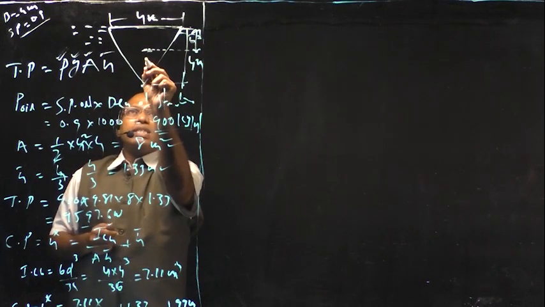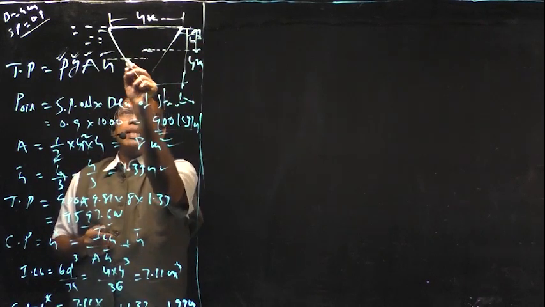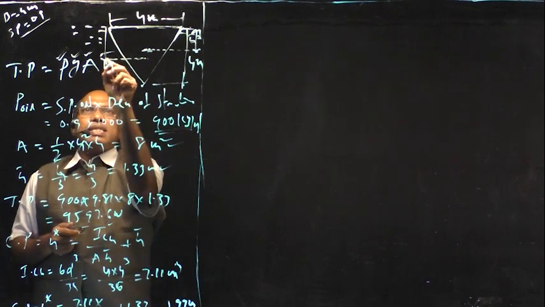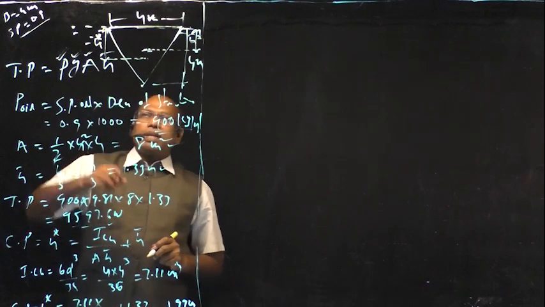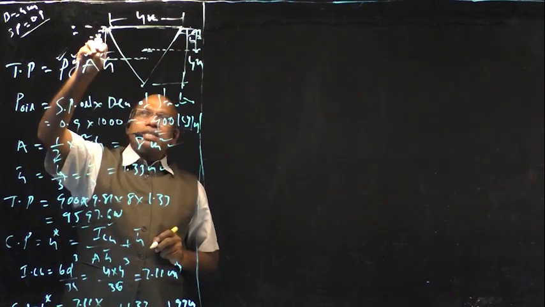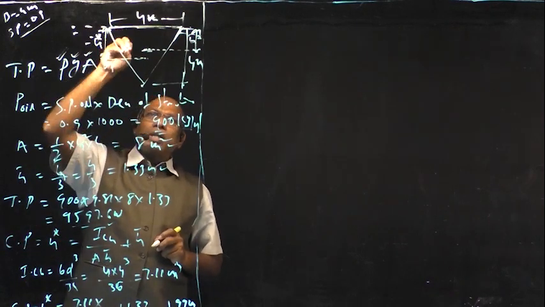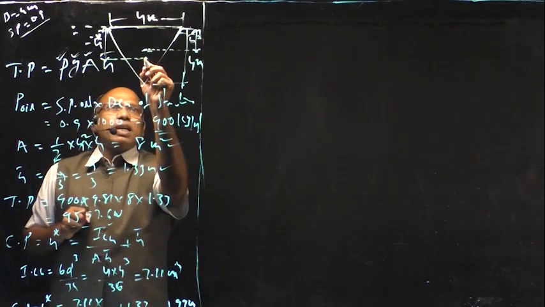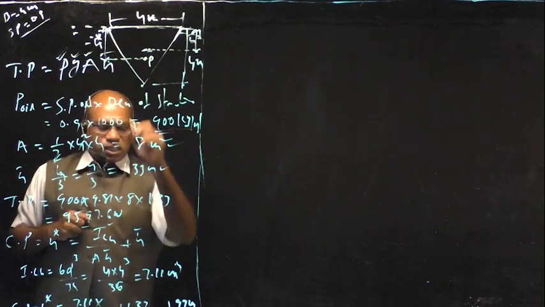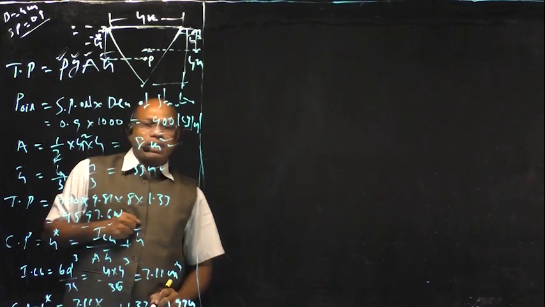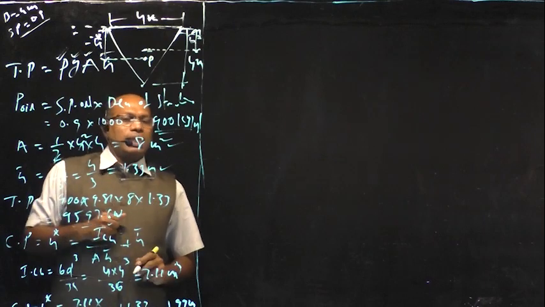H star is the distance of the center of pressure from the free surface, that is the point of application of total pressure P acting here. H star is equal to 1.99 meters, but h bar is equal to 1.33.